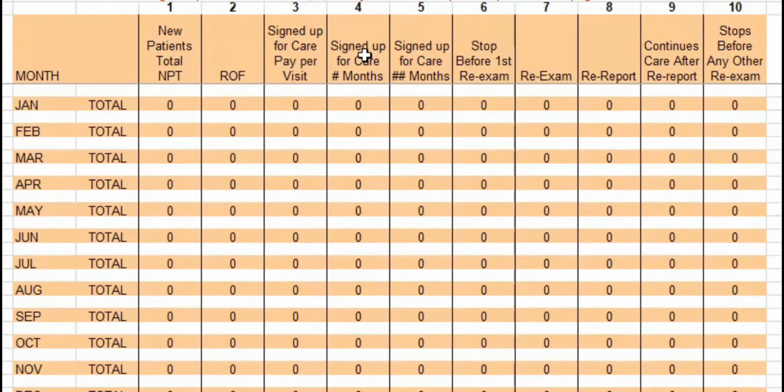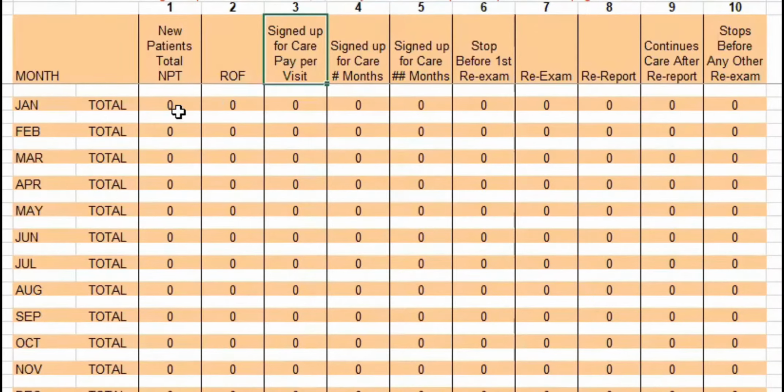Let's imagine you had 10 new patients and you had 10 reported findings. Okay, good, so they're coming back to the reported findings. But everybody is signing up pay per visit. They're not choosing any kind of plan. What does that mean? Well, it means they're not getting the bigger picture. They don't understand the concept of getting healthy and staying healthy. They don't understand the concept of resolving their problems.